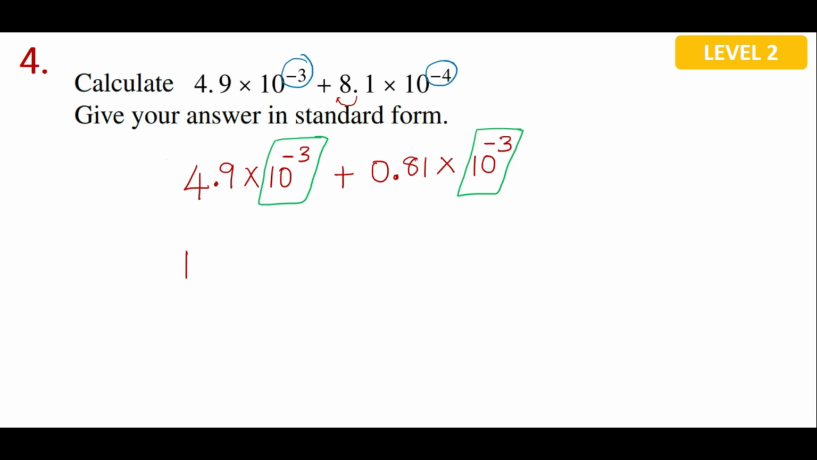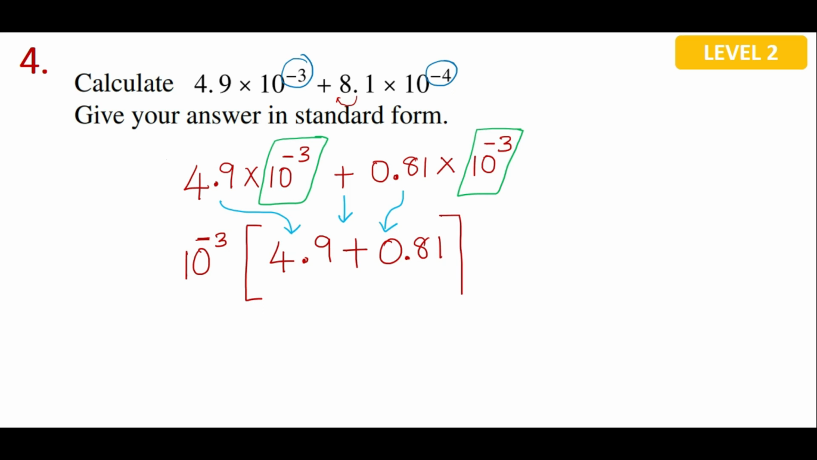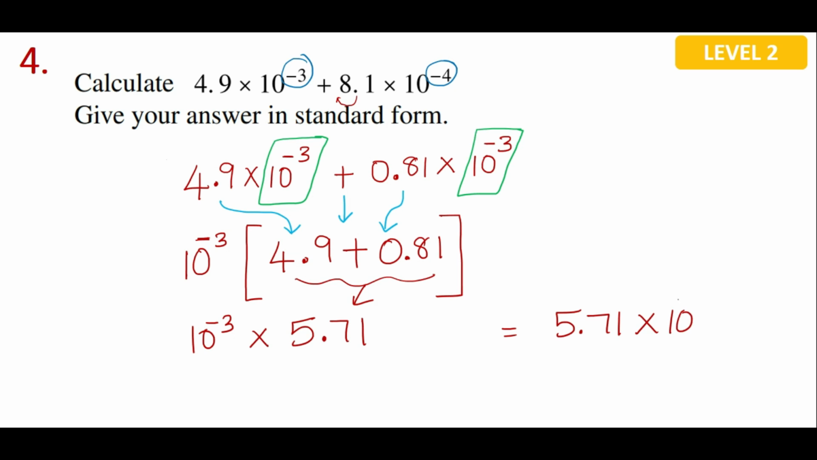So taking 10 to the power of minus 3 outside the brackets, you will have 4.9 plus 0.81 inside the brackets. Now you can add these terms. Here the sum is going to be 5.71. So your answer in standard form is going to be 5.71, which is the value for A and it's less than 10, times 10 to the power of minus 3.